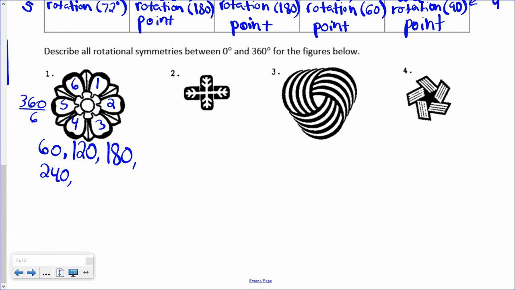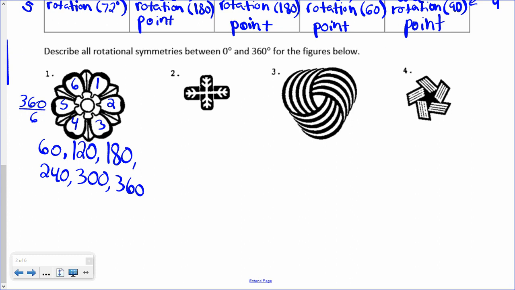And then 240, and then turn it another 60 degrees. And then add another. You get to your 360. So it would take 1, 2, 3, 4, 5, 6 turns to get all the way around, which is why we use 360 to divide and find the angle measure. Okay?